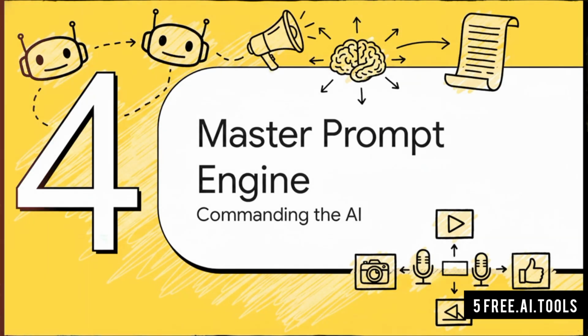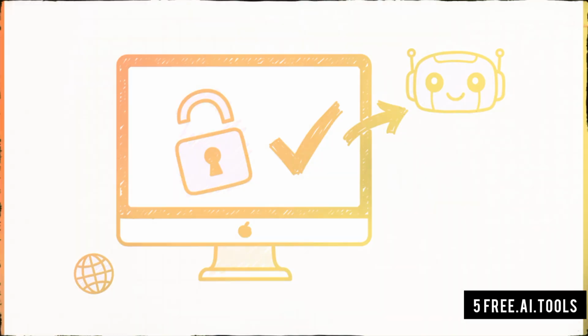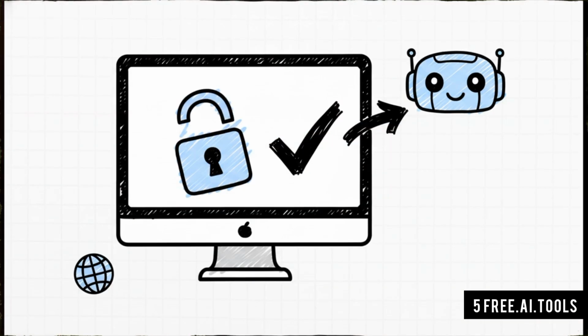Okay, on to Section 4, the master prompt engine. This is where things get really fun. Let's look at how we actually command the AI. This is the execution phase, right? How we actually talk to these AI agents so they completely get the assignment.